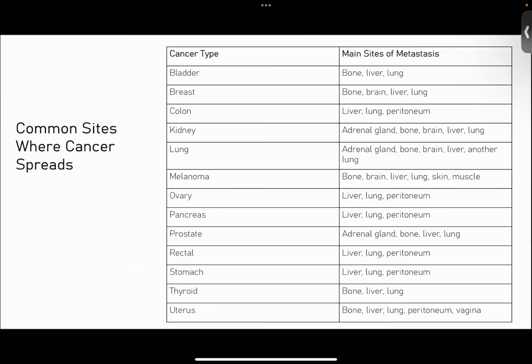Again, cancer spreads. You can see common sites of metastasis: in bladder cancer, bone, liver, lungs; in breast cancer, bone, brain. So it varies based on the cancers. That is how the physicians look for the primary sites. If there is an ovary cancer, they look for other sites as well. In liver cancer, they might see some tumor markers in the liver. They have to see whether metastasis has happened or not to do the treatment.